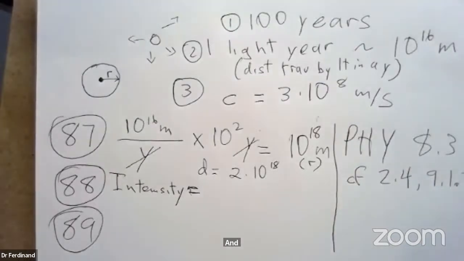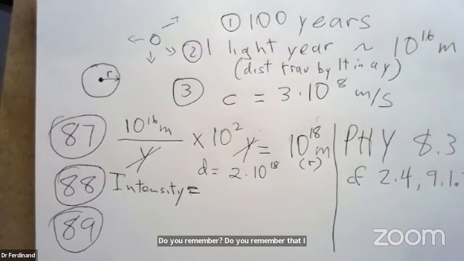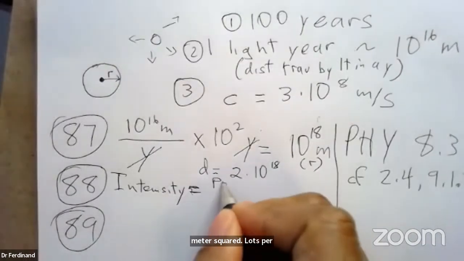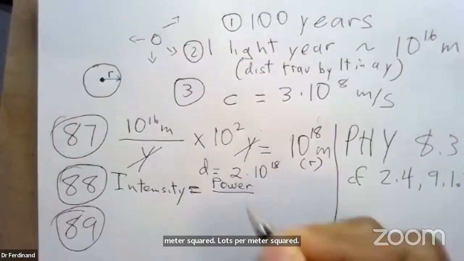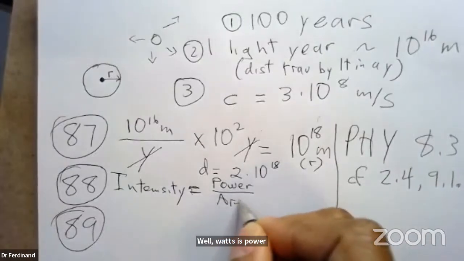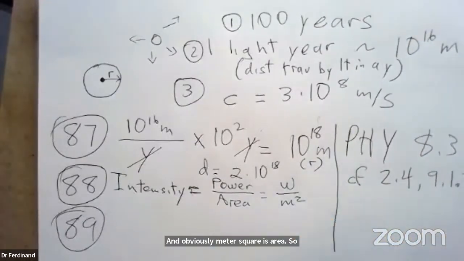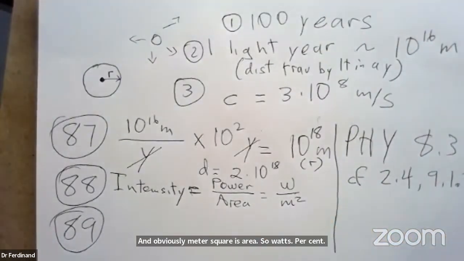Do you remember that I underlined, when we were looking at the Master Series questions 8 to 10, the fact that intensity is in units of watts per meter squared? Watts is power, and obviously meter squared is area. So watts per meter squared. And yes, indeed, the answer is C.